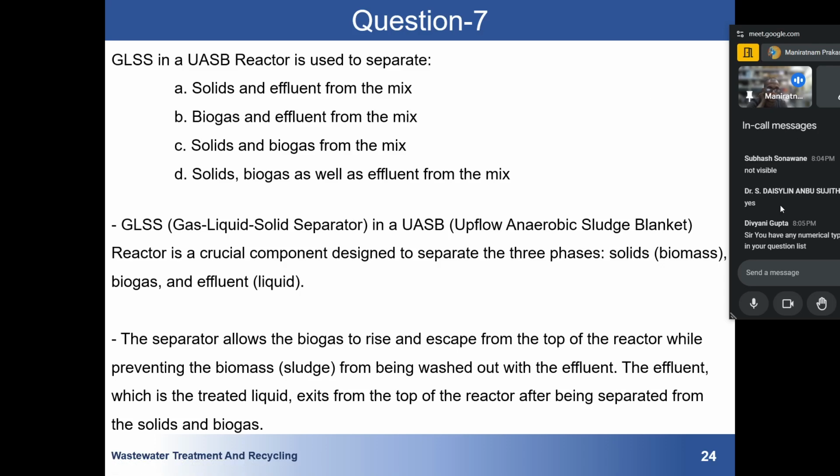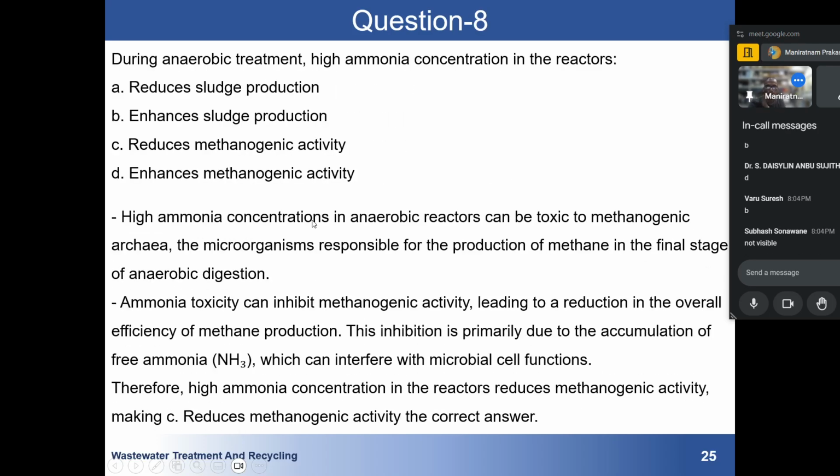The one who has just said answer B, Barun, the answer will be D. Okay.